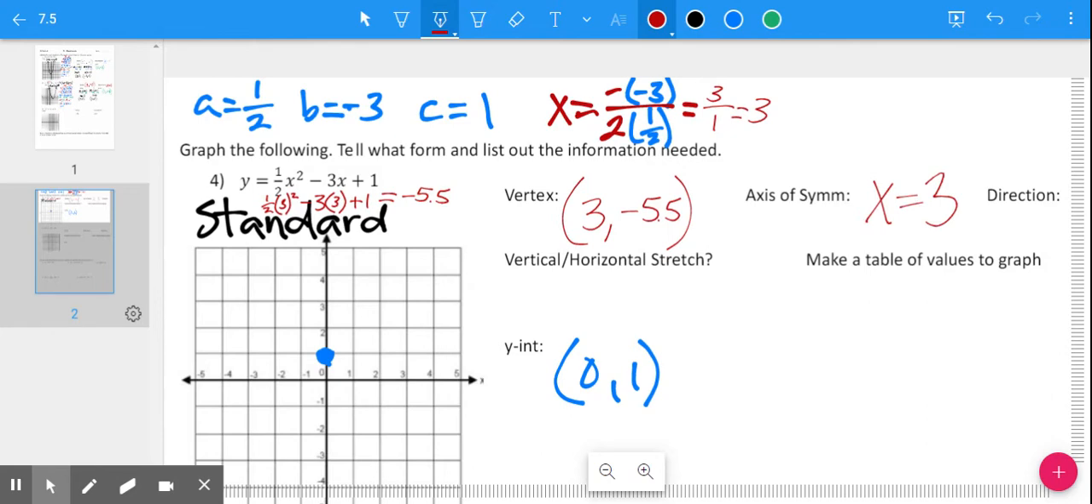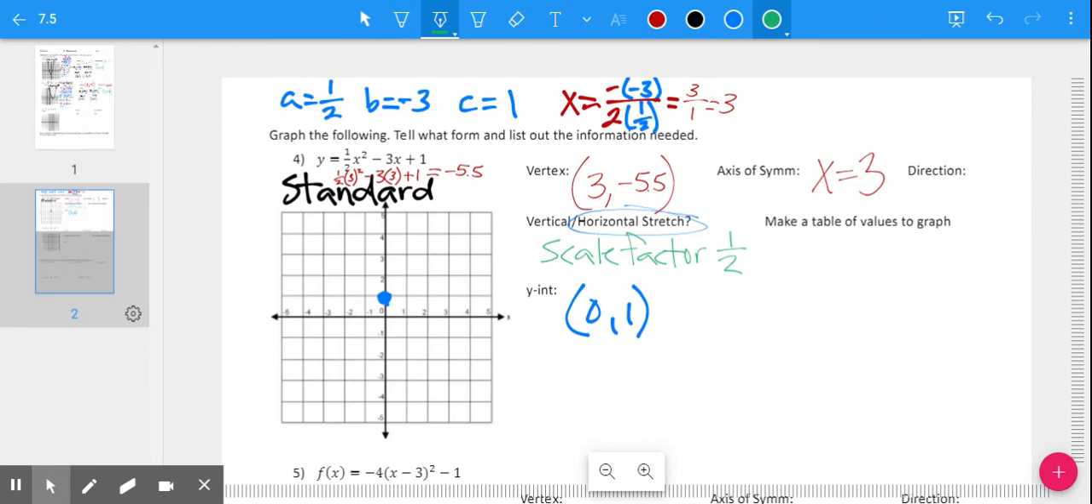Now we go back to our equation and we see that this has a 1/2 as the a value, which means it's a horizontal stretch by a scale factor of 1/2. Also, that a value, that 1/2 is positive, which means the direction of our graph is opens up.